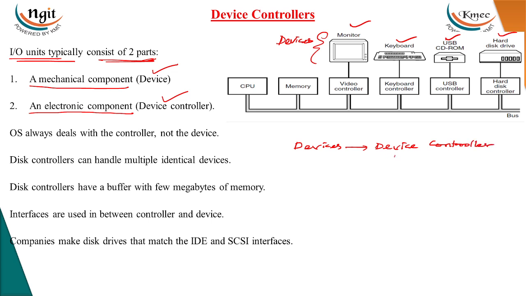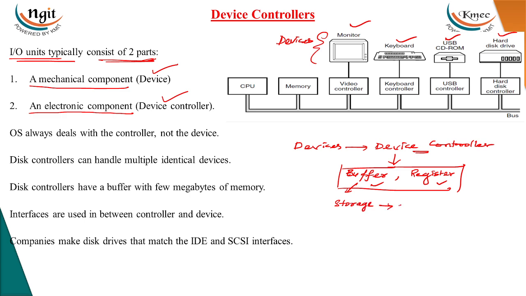The device controller has two parts. First, a buffer of memory, some temporary storage. Second, its own register set. So inside the device controller there are two parts: the buffer and the registers. The buffer is a storage area, usually holding a few MBs of data.